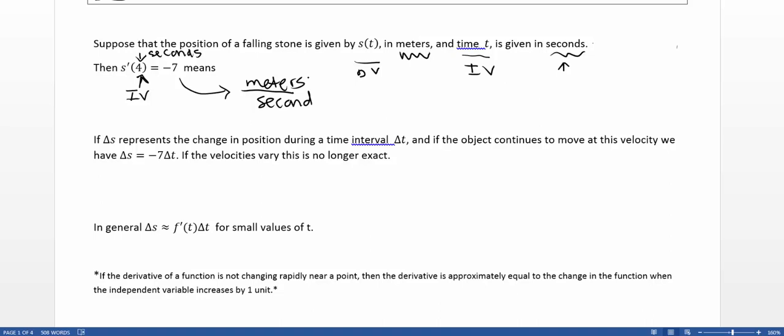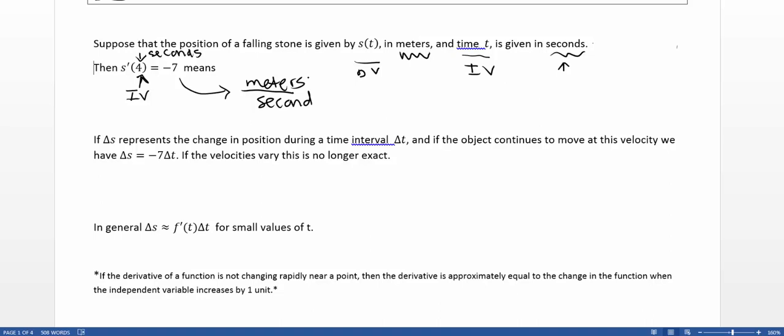So we need to make sure our sentence has the numbers paired up with the right units, and then there's lots of ways we can write that. We could also say something to the effect of, the stone is falling at -7 meters per second after it had fallen for 4 seconds. So there's not one right way to write a sentence or to talk about what it means, but the idea is that the number is paired with the right units. Then there's lots of ways you can say the same thing.